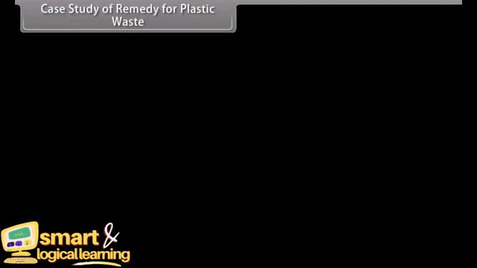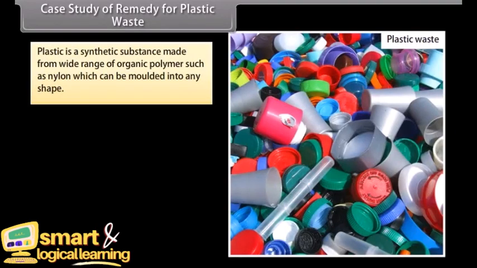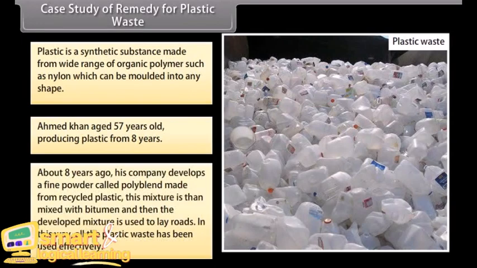Case study of remedy for plastic waste. Plastic is a synthetic substance made from a wide range of organic polymer, such as nylon, which can be molded into any shape. Ahmed Khan, aged 57 years old, producing plastic from 8 years. About 8 years ago, his company develops a fine powder called Polyblend made from recycled plastic. This mixture is then mixed with bitumen and then the developed mixture is used to lay roads. In this way, all the plastic waste has been used effectively.